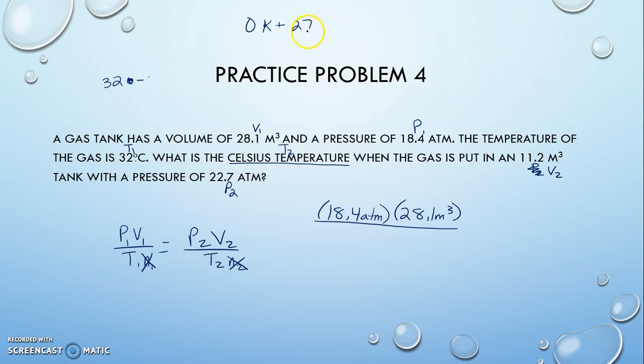Okay, so we subtract, because if I've got Kelvin, I have to add 273 to get to degrees Celsius. Okay. All right, so we're going to subtract 273, and that will give us our degrees in Kelvin. Okay, so you're going to do that and plug that in down here.